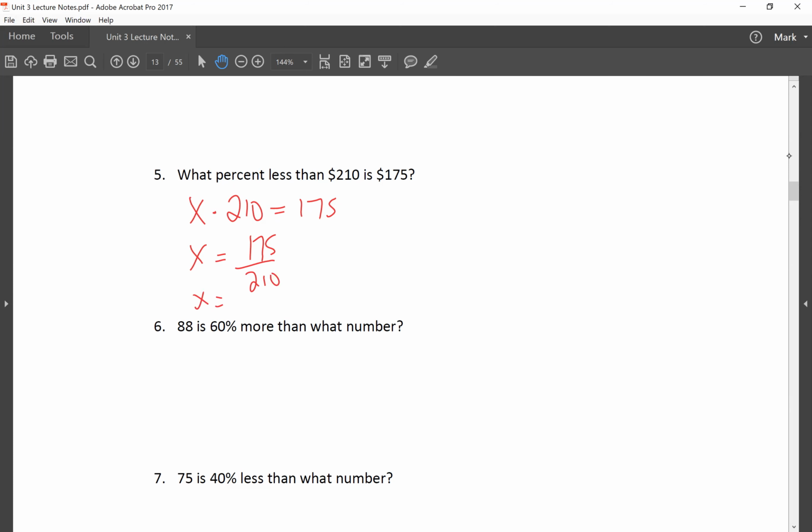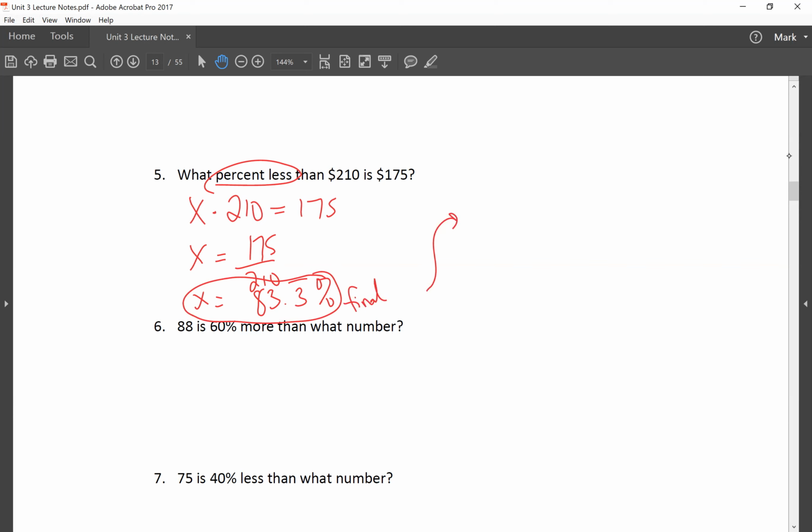So I'll get 83.3%. But that's not the question. It's what is percent less than that? How much is the percent going down? How much is the price going down? So again, this is your final price here.